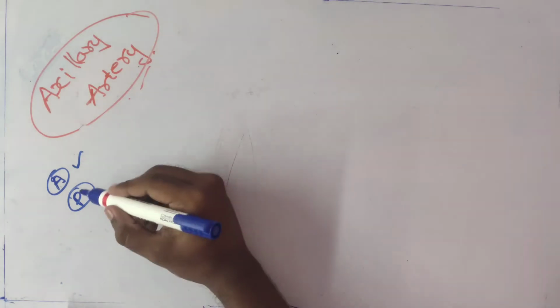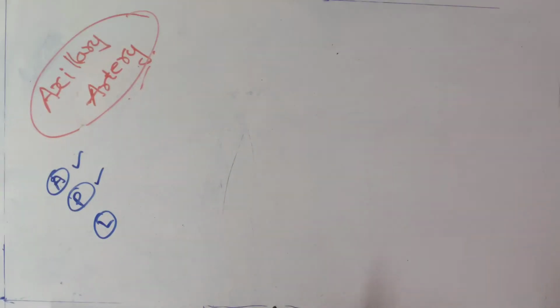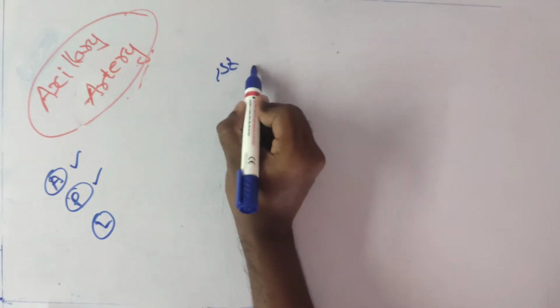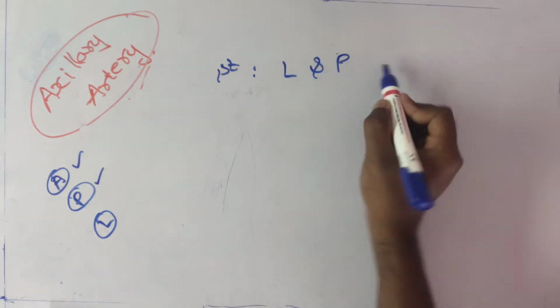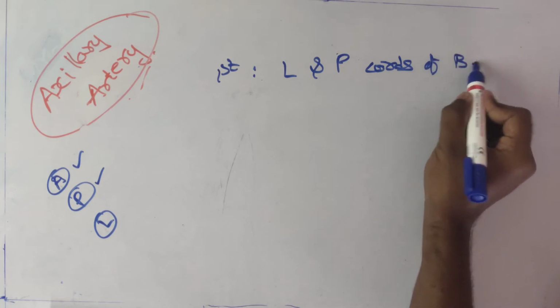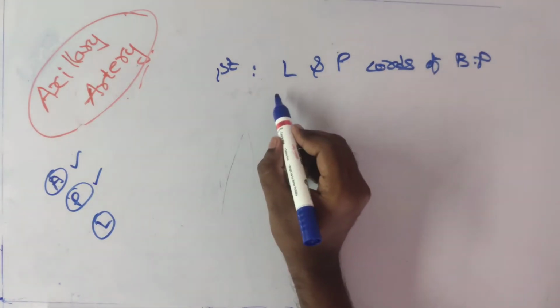Now coming to the lateral relation of the axillary artery. The first part contains the lateral and posterior cords of the brachial plexus.